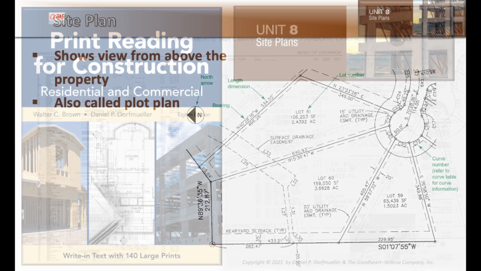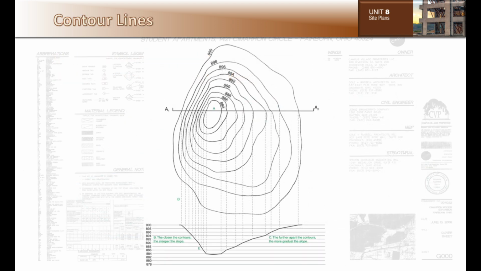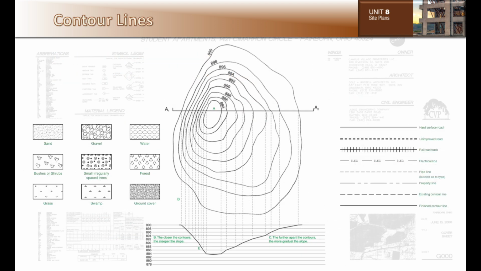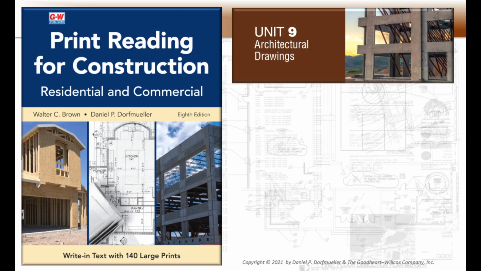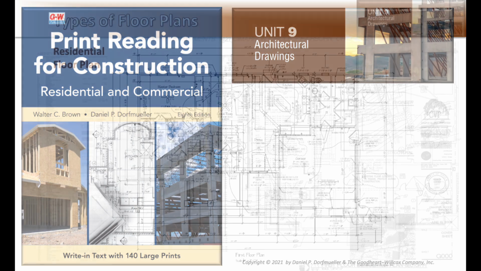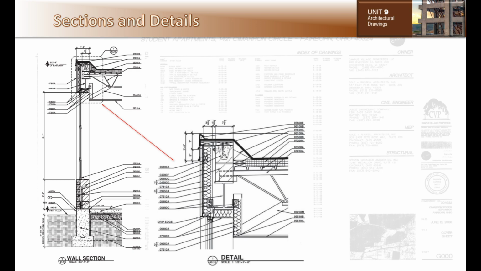Unit 8 is Site Plans. Here we explore bearings, contours, benchmarks, site graphics. This unit is all about what goes on outside the building. Unit 9, we look at architectural drawings, floor plans, elevations, sections, and details.